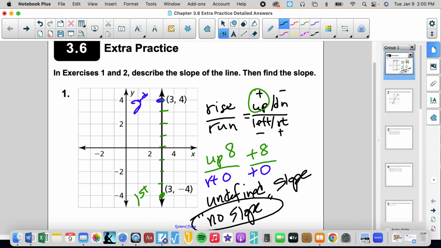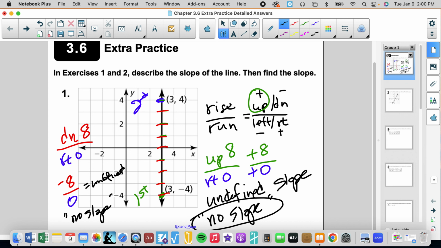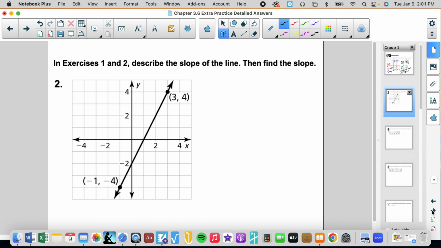Let's say that we went from the second point to the first point, and see what we would do. Starting at the second point, you go down 1, 2, 3, 4, 5, 6, 7, 8. So we went down 8, and then we still went right 0 or left 0. It doesn't matter. Down 8 is negative 8 over right 0, which is 0. Negative 8 over 0 is still undefined, or no slope. So a vertical line has no slope. That's the important thing that we need to understand.